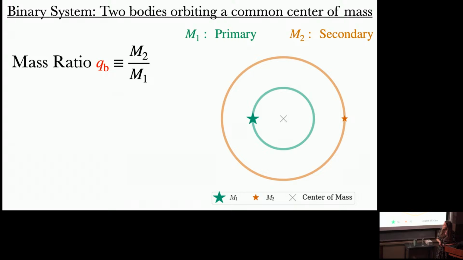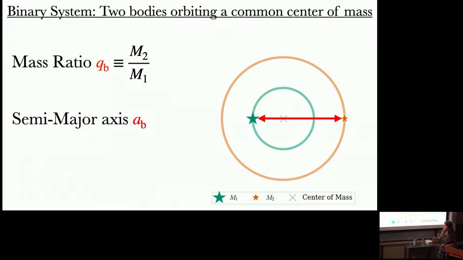Now we can talk about parameters that we use to characterize binary systems. So we define the mass ratio of the binary system as the secondary over the primary mass. And since the secondary is always lower mass than the primary, that is always less than 1. And this is just a convention. I'm mentioning this because other fields use exactly the opposite, and that can get really confusing.